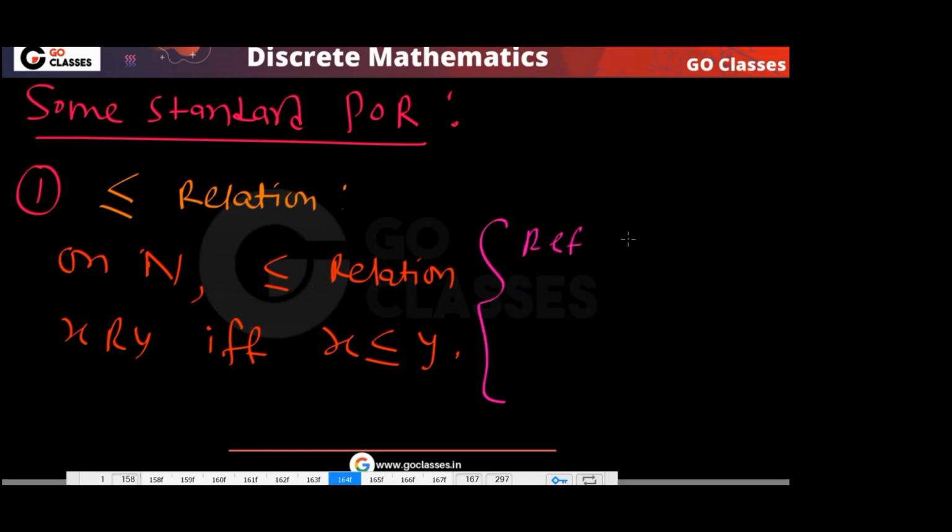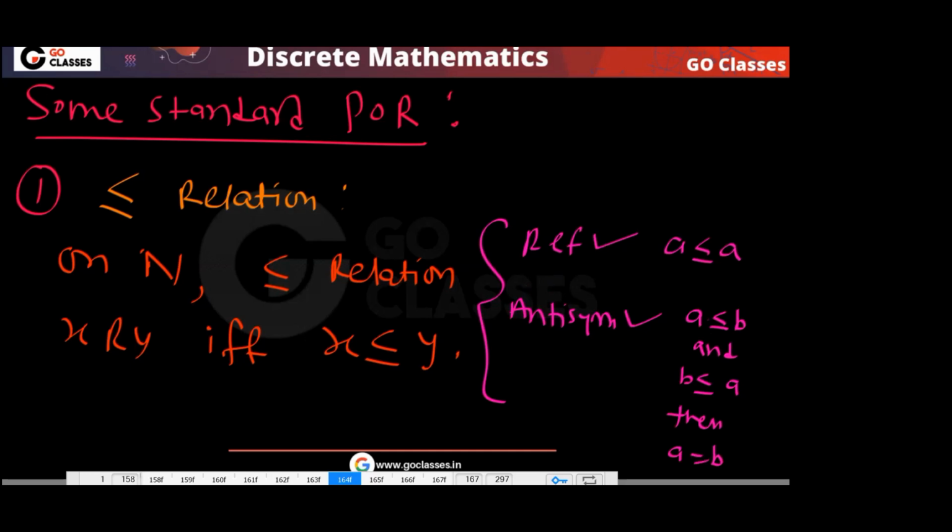You can clearly see this is reflexive, because a is less than or equal to a. Is it antisymmetric? Yes, because if a is less than or equal to b and b is less than or equal to a, then a is equal to b. And it is transitive also, because if a is less than or equal to b and b is less than or equal to c, then a is less than or equal to c. So all three properties are satisfied, so this relation is a partial order.